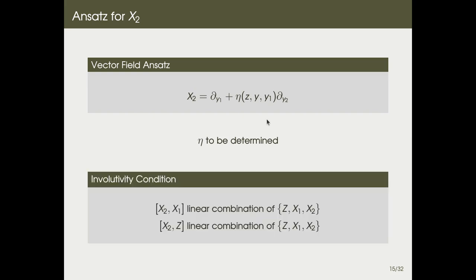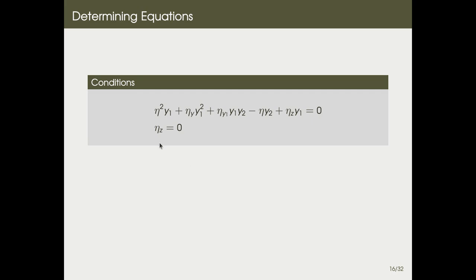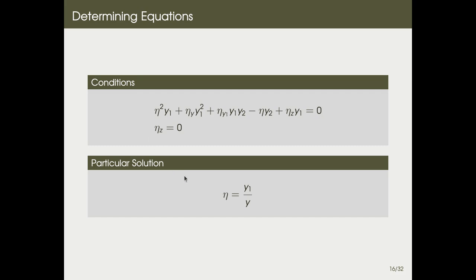We impose the involutivity condition for the distribution generated by X1 and X2, and this condition results in this system of partial differential equations for eta, and it is not hard to find a particular solution such as this one that you can see here.